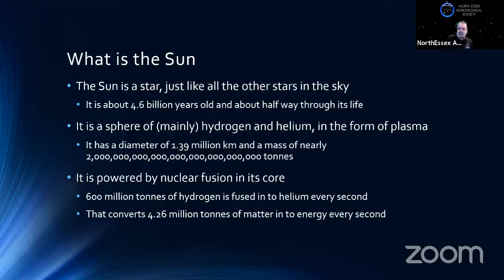What is a star, particularly the sun? Well, it's a sphere. It's just a big sphere of gas, mainly hydrogen and helium, in the form of plasma. Now, plasma is just really hot gas. It's in a state where the electrons have been ripped off from the protons, so that it's electrically charged. But it is just gas. It's the same stuff as we have on Earth.